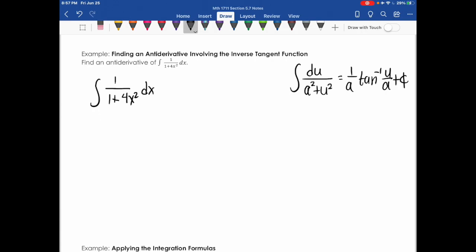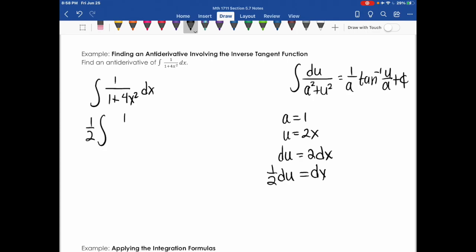So what's given to us is the indefinite integral of 1 over 1 plus 4x squared dx. So when I look at this, a is going to be 1, and u is going to have to be 2x, so that when I square it, I get 4x squared. So when I take the derivative of u with respect to x, and I multiply both sides by dx, I'm going to get 2 dx. So to replace dx, I'm going to have to replace it with 1/2 du.